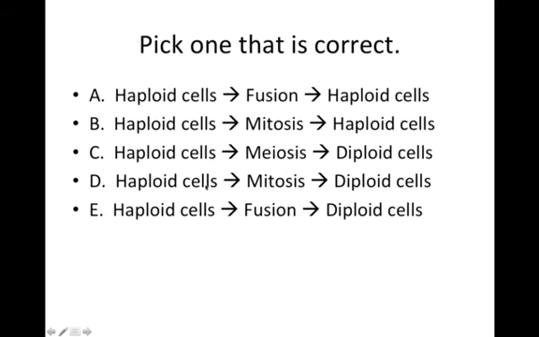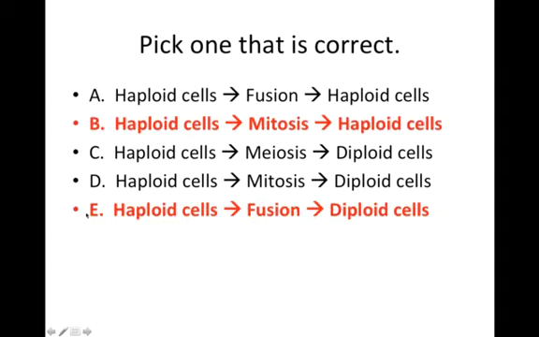Okay, what about haploid cells undergoing mitosis? Well, mitosis is copying, so if we start haploid, we should end up haploid. So D is not correct. And what about E? Haploid cells fuse. Does that make sense? Yep, we have seen haploid cells fuse, and in fact, that's the way they give rise to diploid cells. So in this case, either B or E would be a good answer. Haploid cells give rise to other haploid cells by mitosis, and haploid cells fuse to give rise to diploid cells.